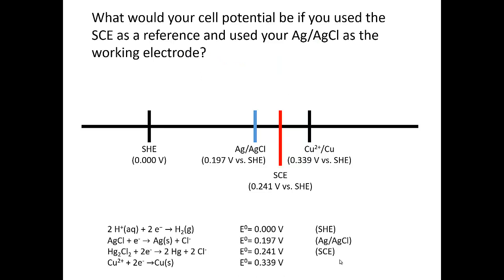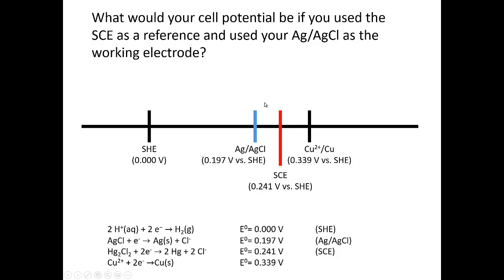What would your cell potential be if you use the saturated calomel reference electrode and you used your silver chloride as your working electrode? So what if now I'm not interested in the difference between copper and my SCE? I'm looking at the difference between SCE and the silver chloride. Meaning, if SCE is my reference, is silver chloride going to be negative or positive of it?